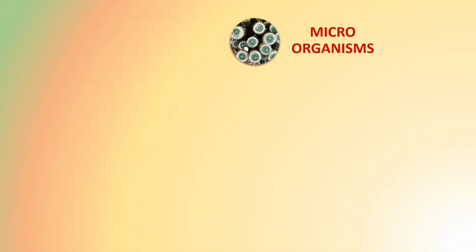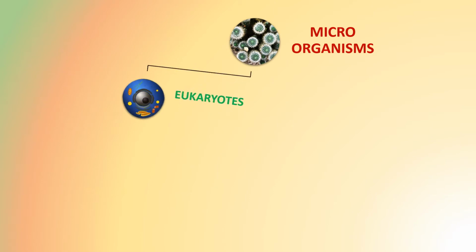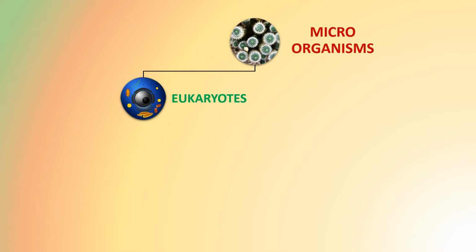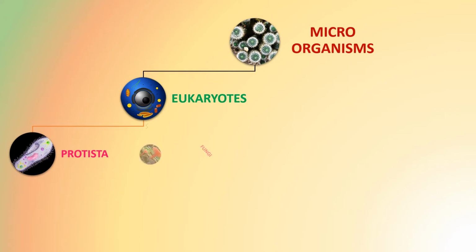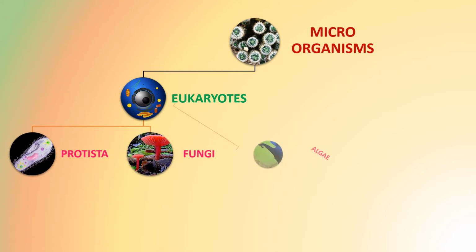This is how microorganisms or microbes are classified. We have the eukaryotes, and you can see the eukaryotic cell. It has a nucleus, well-defined nucleus, which is enclosed by a nuclear membrane. The subdivisions of eukaryotes are protista, fungi, and algae.